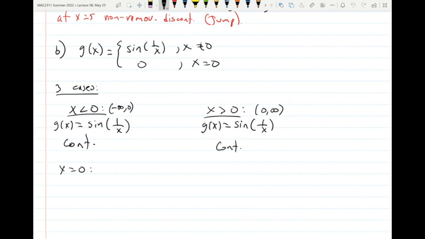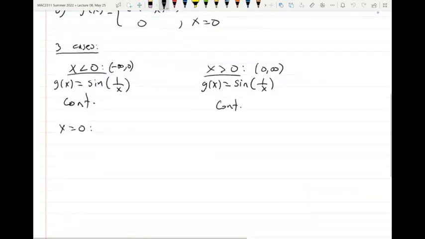So what remains is this one. Now, this is a point. We're no longer looking at an interval. Now we're looking at a point. When you have a point, you have to go by the 3 rules. Okay? Continuity at a point. What are the 3 rules that we need to check?